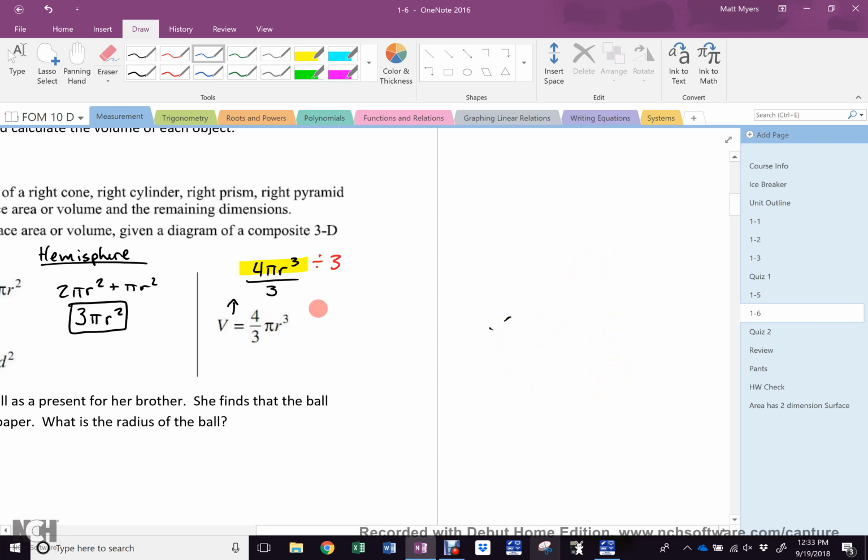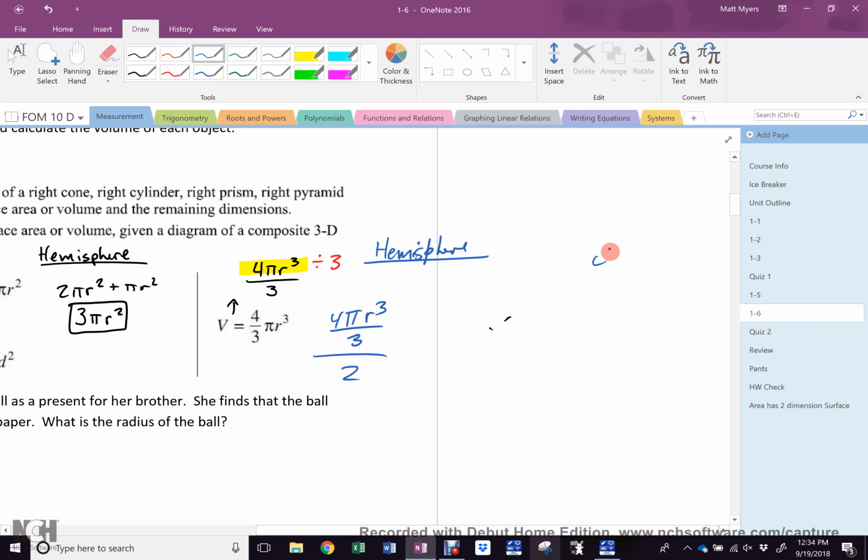What is the volume of a hemisphere? It would be 4 pi r cubed over 3. Then what? Divided by 2. Ugh! One fraction scares you. What the halibut is that? It's fine. It's totally fine, isn't it?